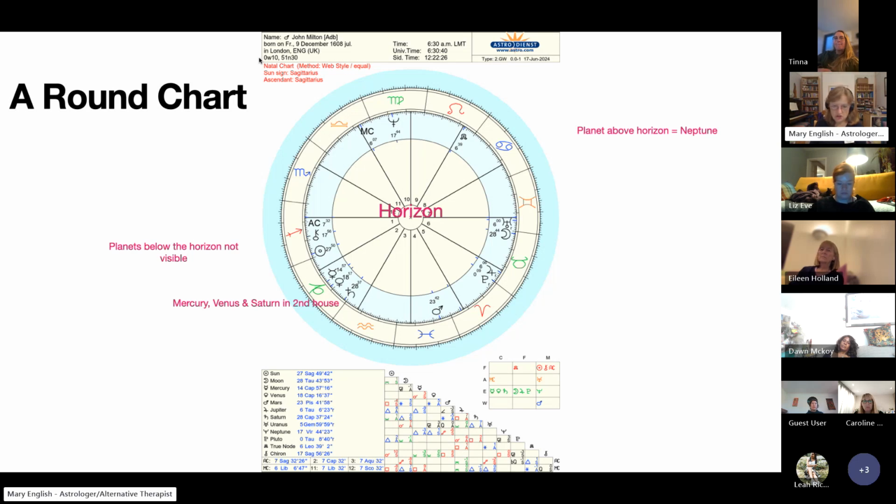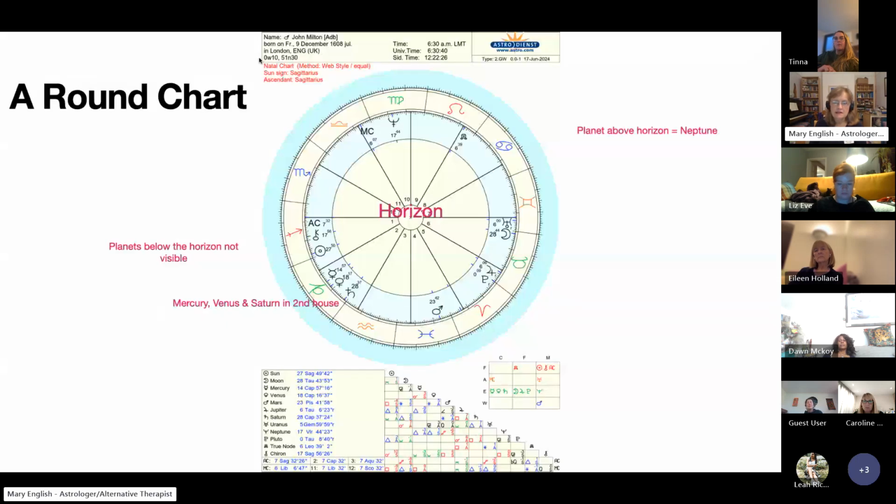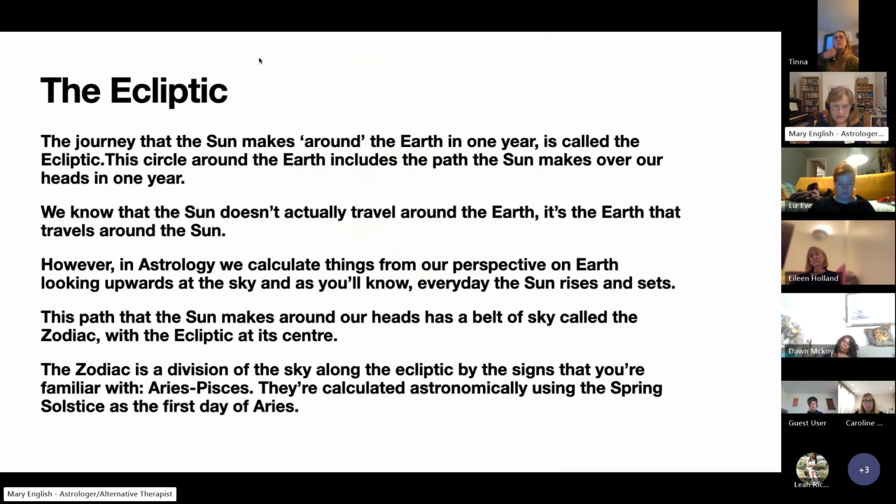But as it showed in the previous chart, Mercury, Venus and Saturn are still in the second house, even using a different house system and a different method. Those planets are still located in the same position, because if we remove all the lines for the houses, forget about houses, the planets will still be in those same positions, because it's represented by where they actually are in the actual solar system above our heads or below our Earth.